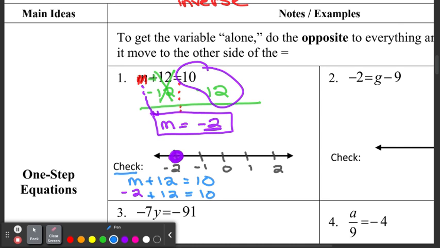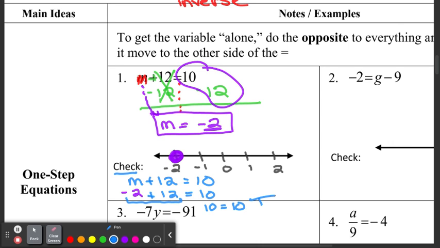Now, you can evaluate this by hand. You can use the tricks that we've used in class. I'm going to evaluate by hand. Negative 2 plus 12 is 10. And both sides of our equation match, so it's true. That means it works.